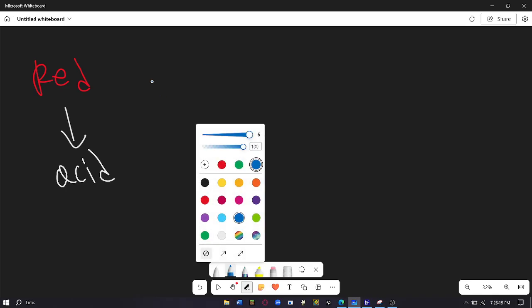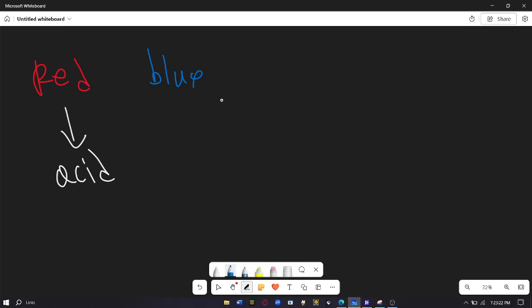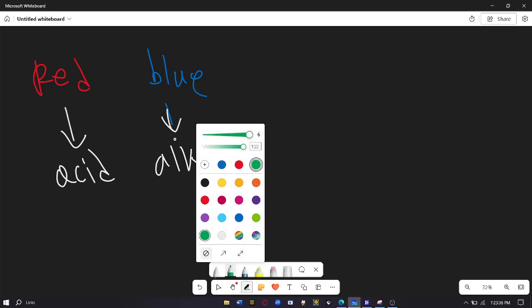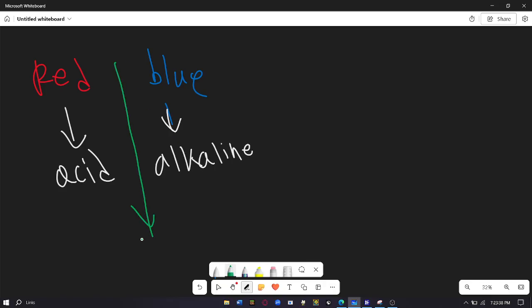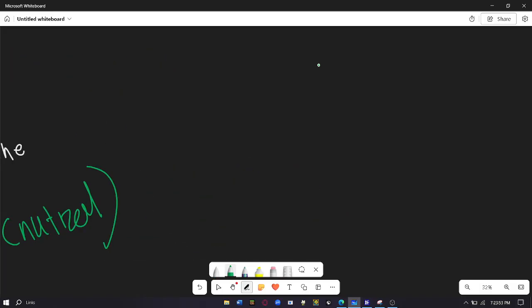If it's blue litmus, in that case, it is alkaline. Another important thing to keep in mind, it's only for universal indicator. The neutral is green, okay? So for neutral, it's green. That is if it's neutral. There is no extra part. It's only if it's neutral. Right. Now, let's talk about a few of the other types of indicators we have.